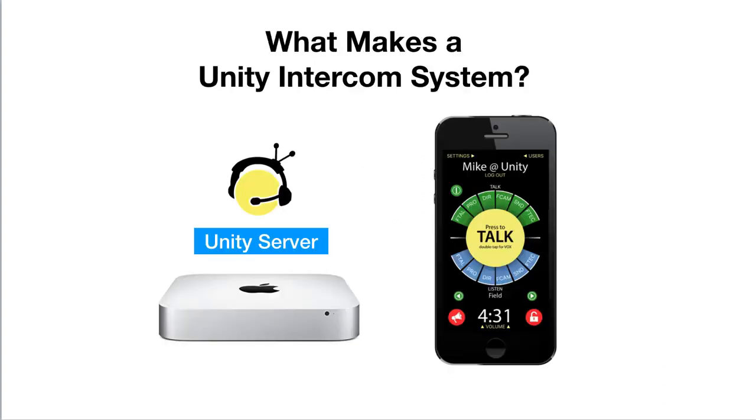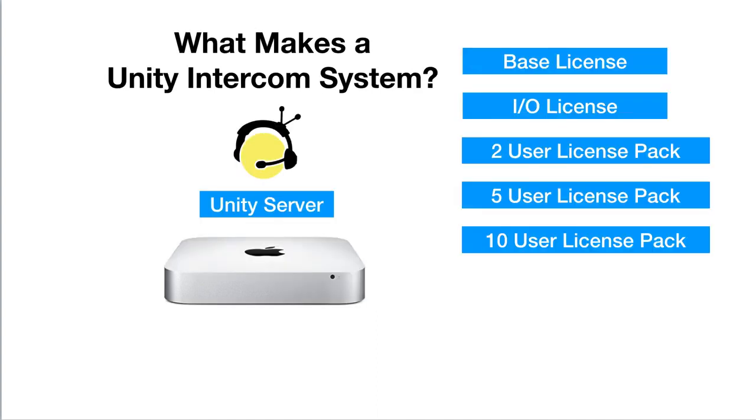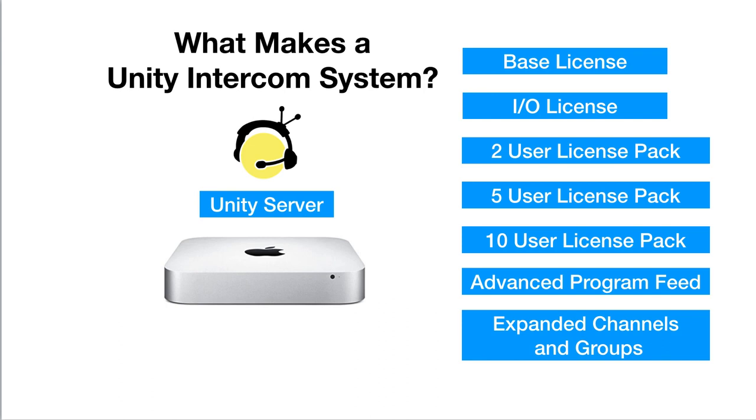That's about it. I wanted to do a quick video showing you guys, hey, what do I need to purchase? What makes up a typical Unity Intercom system? There you go. A typical intercom system, once again, is going to be this to start with: a base, the I/O, some user licenses. Oftentimes, it's going to have a little more muscle to it. It's going to have the advanced and the expanded channels and groups.